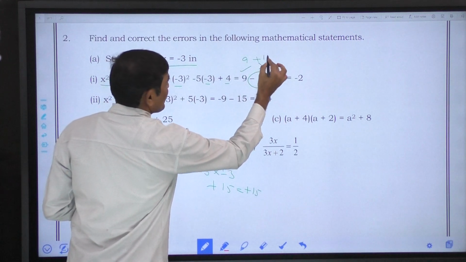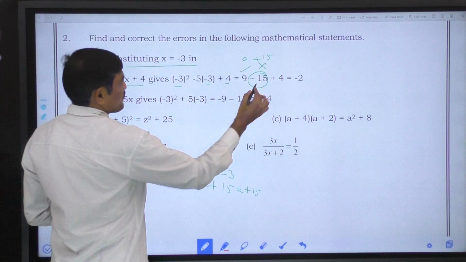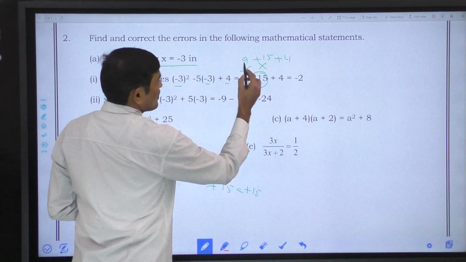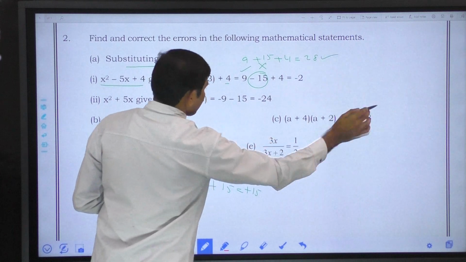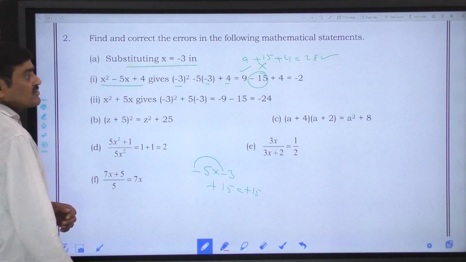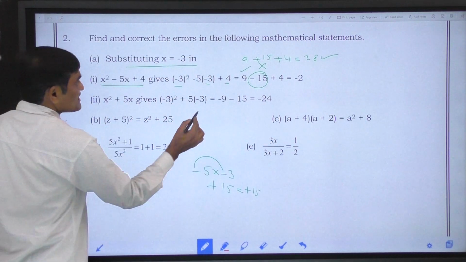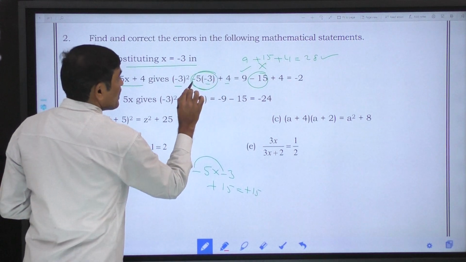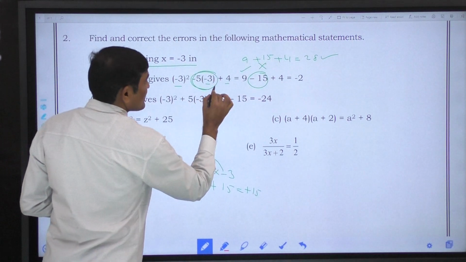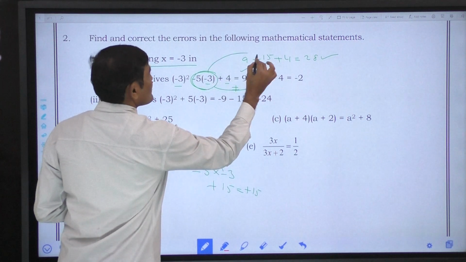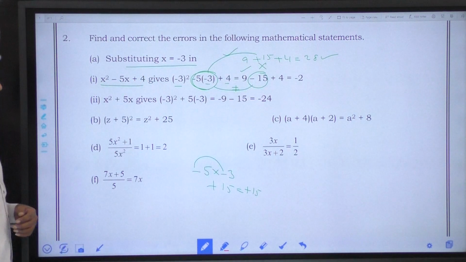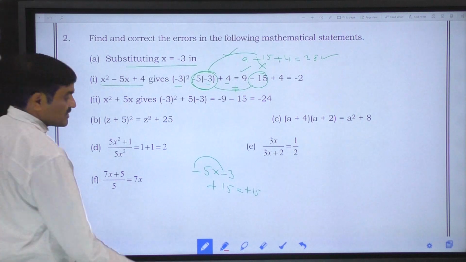So here you get 9 plus 15, and plus 4. 9 plus 15 is 24, 24 plus 4 is 28, which is the correct answer. So there is a mistake. Where did the mistake happen? Minus 5 into minus 3 is not minus 15. That is plus 15. Plus 15 is the correct one. So this is the mistake.